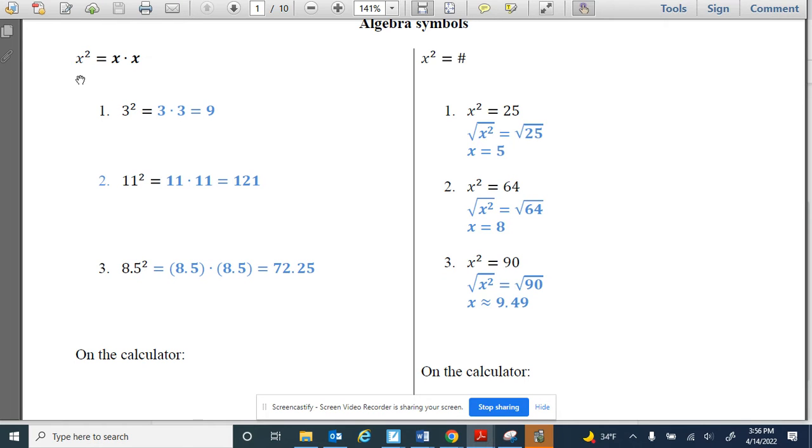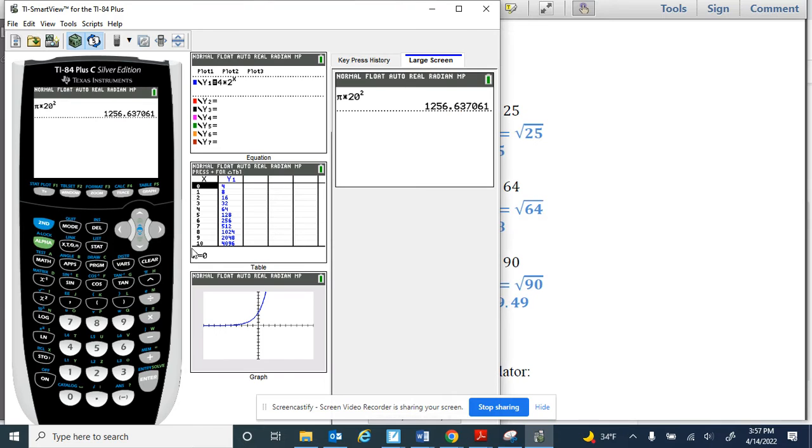So our first one is going to be looking at x squared, which is x times x. So 3 squared, that means 3 times 3, which is going to take us to 9. 11 squared, 11 times 11, 121. And we could do that with decimals too. 8.5 squared would be 8.5 times 8.5. Takes us to 72.25. To type squaring on the calculator, we can type in our number, and then the squaring key is over here, so 9 squared. Or we could always do 9 times 9, or you can do 9 to the second power. Those are all 3 different ways to do squaring.